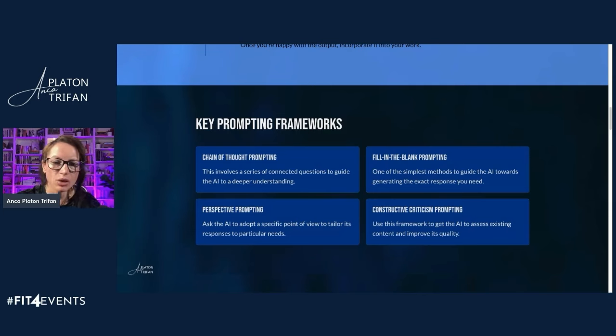Perspective prompting is where you ask the AI to adopt a specific point of view. For instance, from the perspective of an attendee, describe the benefits of this event. This prompt will help AI to then tailor its responses according to a particular viewpoint, which is useful, especially if you are trying to see the event from somebody else's perspective, or as the saying goes, walk in somebody else's shoes, and it really helps you understand different stakeholders' needs.